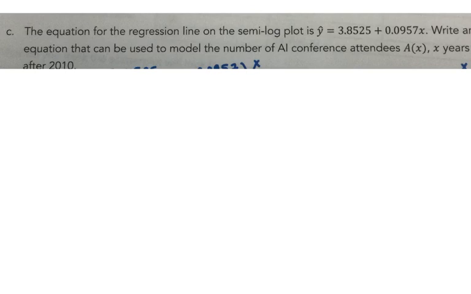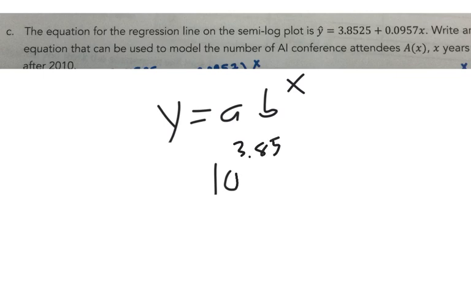So, we know it's exponential, right? So it should be y equals a times b to the x. How can I find this a value? Raise ten to 3.8525. Do we agree that a is the y-intercept of the exponential, and this is the y-intercept of the logarithmic version of it? So the a would be 10 raised to the 3.8525. And so then what's the b value?